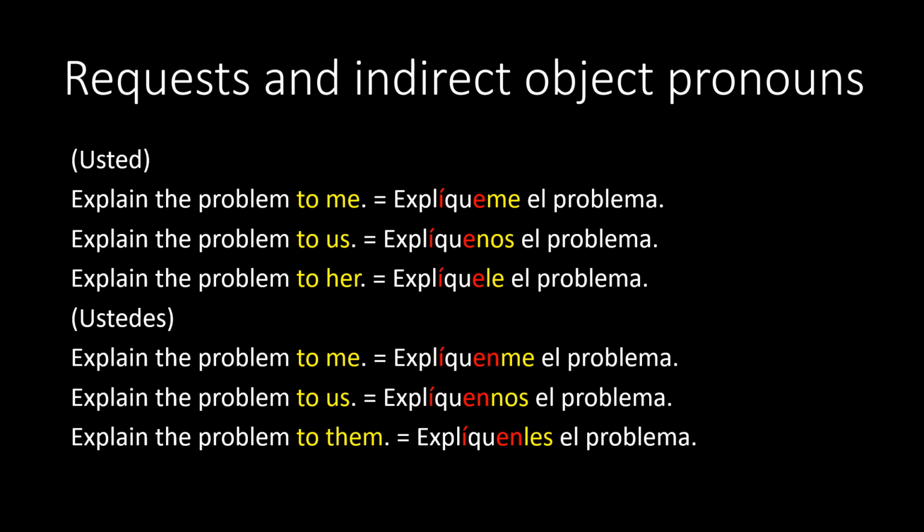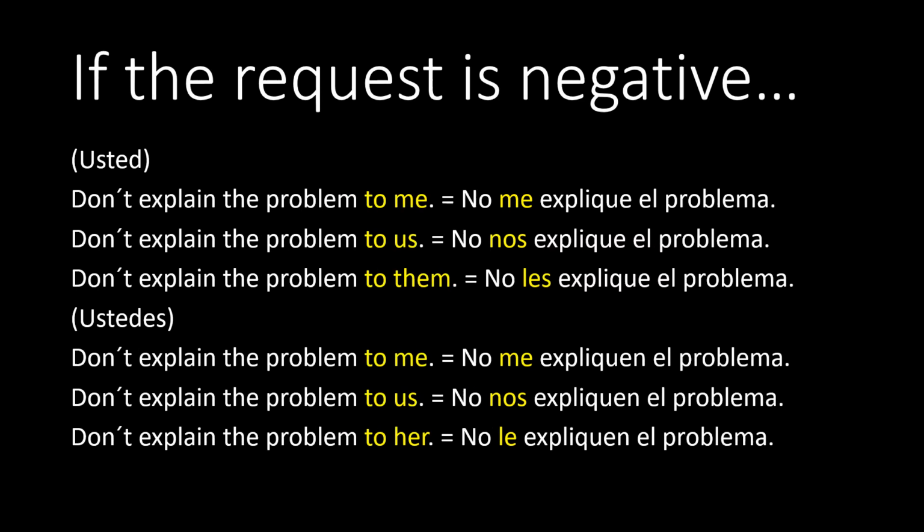With ustedes, if I'm asking a group of you to do these things, and it says, explain the problem to me, notice that the verb ends with an en, expliquen. Then we add the indirect object to that. Explíquenme el problema. Explain the problem to us. Explíquennos el problema. Explain the problem to them. Explíquenles el problema.